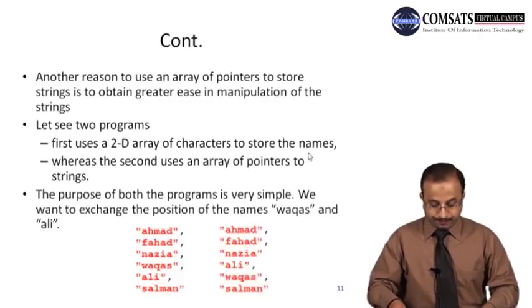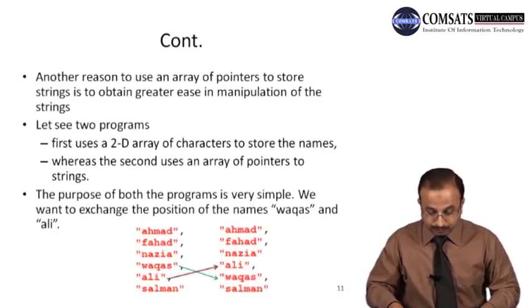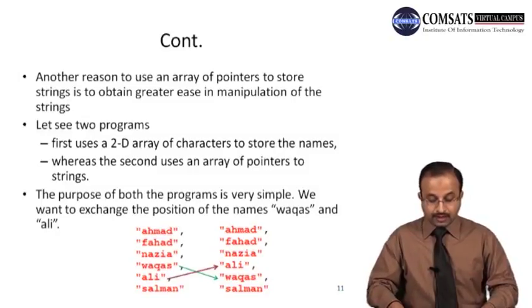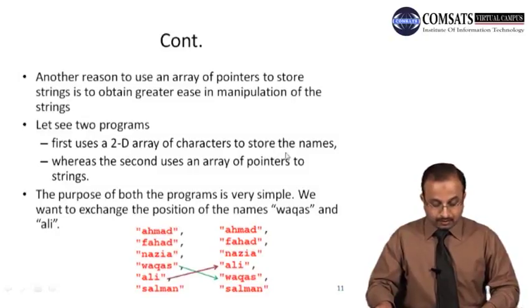So this is what we want. Waqas goes to the 5th position and Ali comes up to the 4th position. Waqas is previously at the 4th position, it comes to the 5th position, and Ali is previously at the 5th position, it comes to the 4th position. This is what we want, and we write 2 programs, one with a 2-dimensional array of characters, and the second one uses an array of pointers to strings, and we'll see what the difference is.